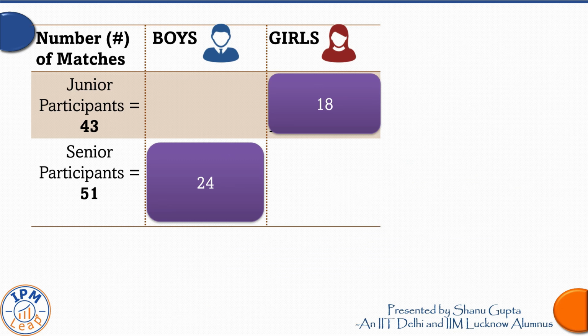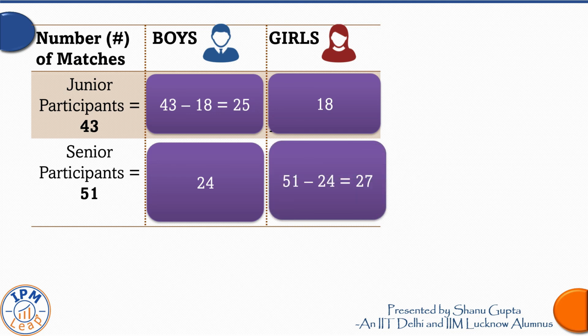Next, we can fill the missing data in this table. Number of junior girl participants is 18. So number of junior boy participants will be 43 minus 18, that is 25. And number of senior boy participants is 24. So number of senior girl participants will be 51 minus 24, that is 27.